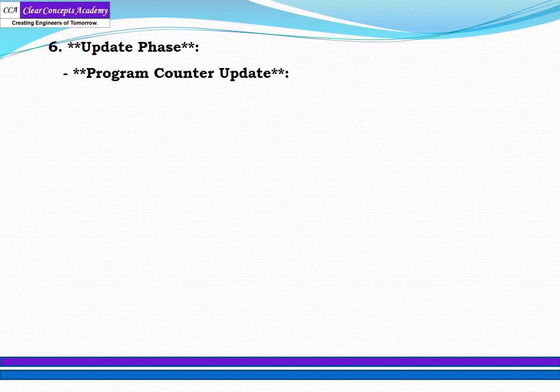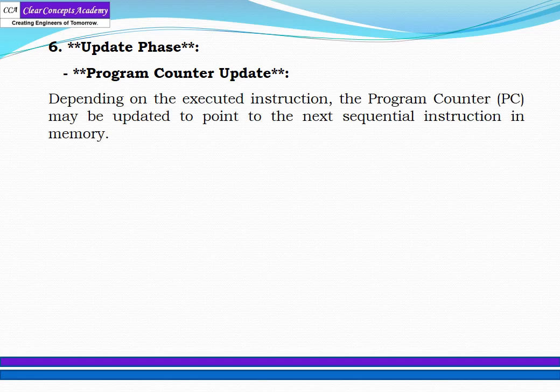Update phase. Program counter updates. Depending on the executed instruction, the program counter may be updated to point to the next sequential instruction in memory. Suppose there is a push operation. What happens in this push operation? The program counter will push this address to the stack pointer. Or if there is a pop operation, the program counter will have to take that.